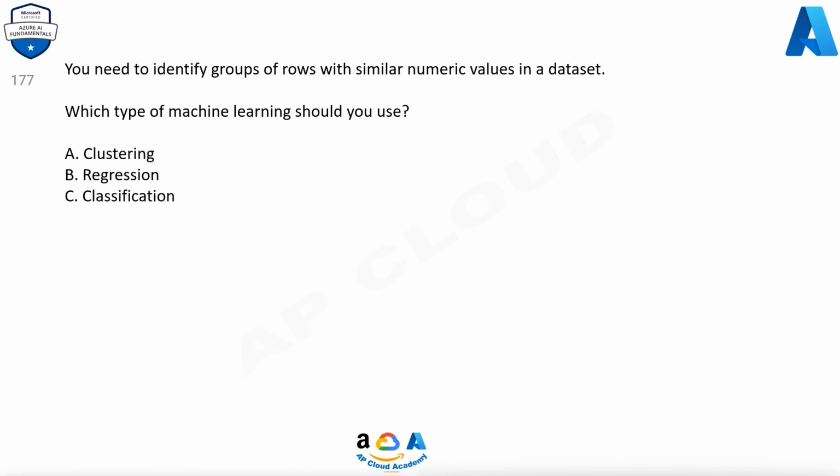177. You need to identify groups of rows with similar numeric values in a dataset. Which type of machine learning should you use? A. Clustering. B. Regression. C. Classification.